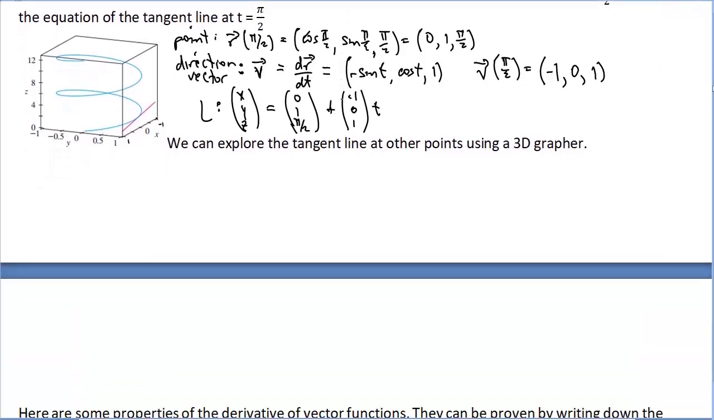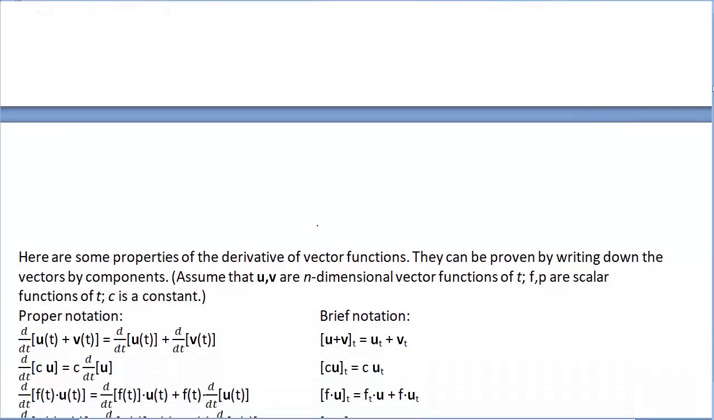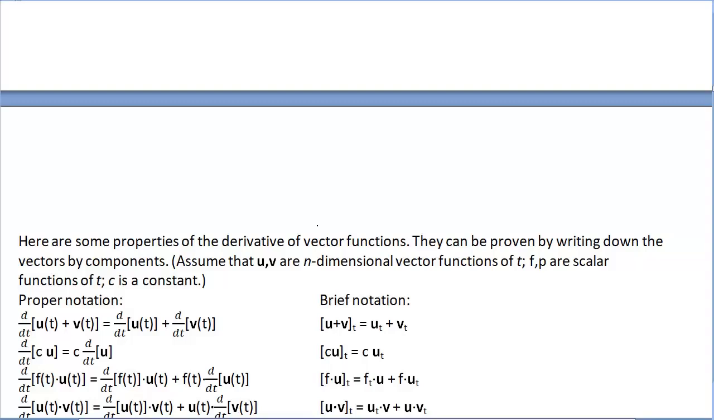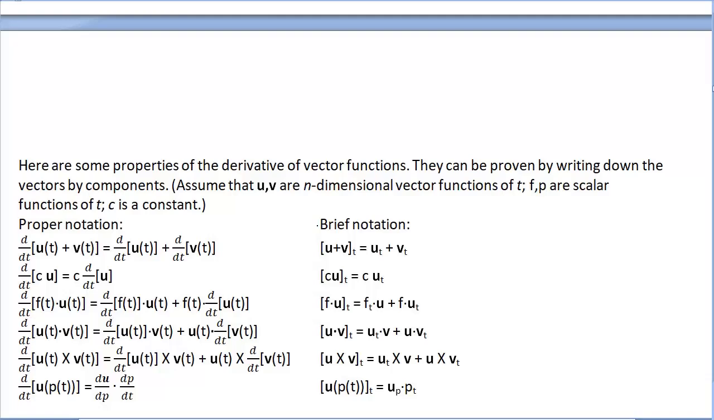Let's talk a moment about the formal properties of derivatives of vector functions. Because you're basically going component by component, the properties are very familiar from derivatives of regular functions. The derivative of a sum of vector functions is the sum of their derivatives. Notice that on the left side I've written this out in full notation, and on the right side in a very brief notation, which might be helpful when we're trying to write a lot down very quickly. Then there's a derivative rule for a scalar multiple.